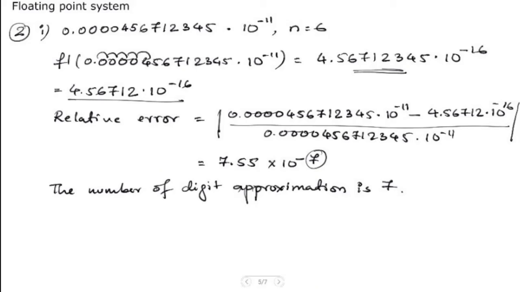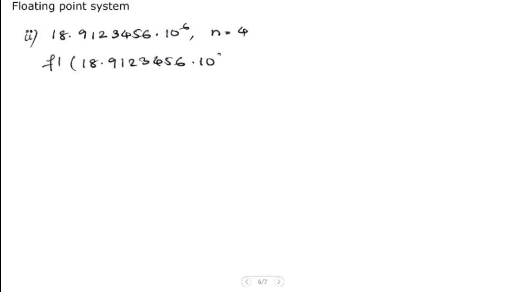Now going on to the second example, we have here 18.9123456 times 10 to the power 6, and the value of n is equal to 4. So first we put this number as a floating point number, and that would be after one non-zero digit the decimal, so it would be 1.89123456 times 10 to the power 7.